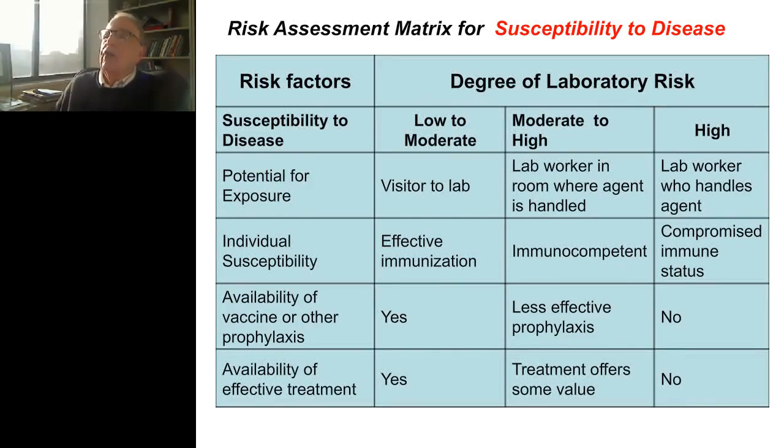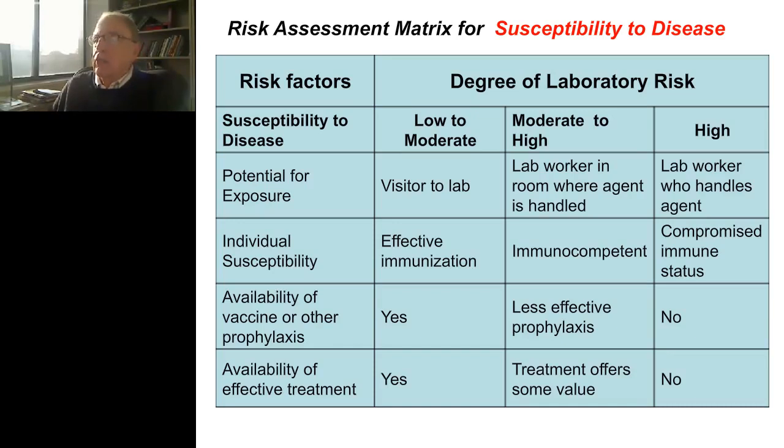Then you also have to look at those who would be susceptible to the disease. So look at the potential for exposure, the individual susceptibility, the availability of vaccine or other prophylaxis like antibiotic therapy, and availability of effective treatments. So on the low to moderate, moderate to high, and high scale, you have potential for exposure. Visitors to the laboratory have very low risk of exposure. But if they were in the lab when you were working with something like Brucella, then there would be a higher risk for them to have exposure.